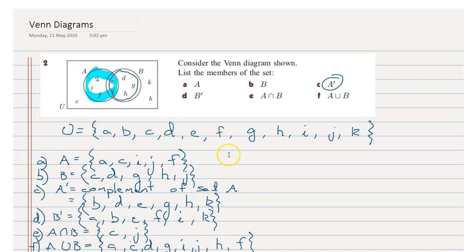So in summary, what we've looked at here is how we can analyze a Venn diagram containing a finite set of data and understand how each set within the Venn diagram interacts or relates to other sets.